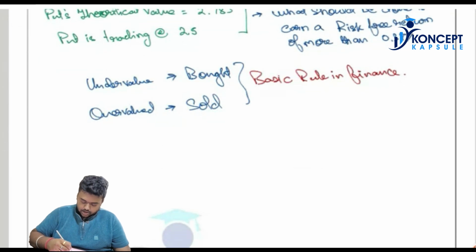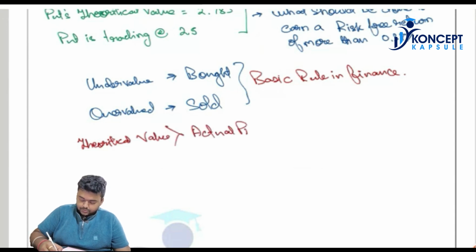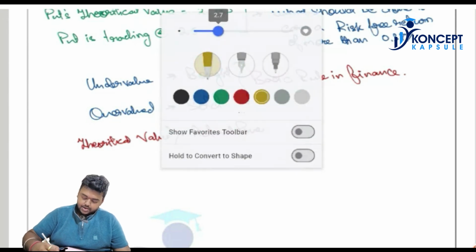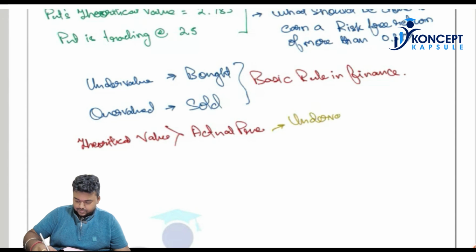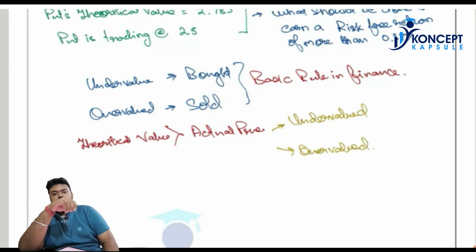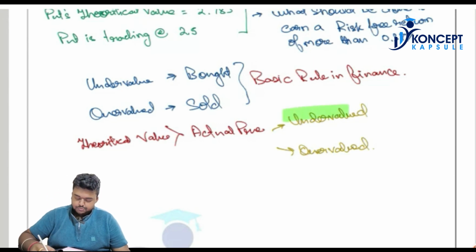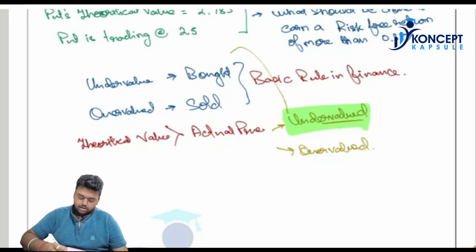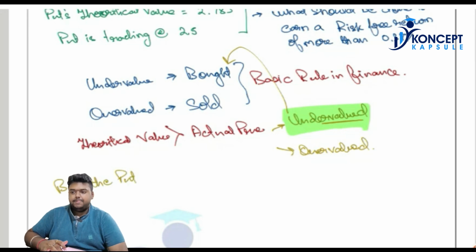Now, when the theoretical value is greater than the actual value, actual price, you tell me, is it undervalued or is it overvalued? If the theoretical value is greater than the market value, we can say that this put is undervalued in the market. Now, when something is undervalued, what is the rule? We have to buy it. So we have to buy the put.